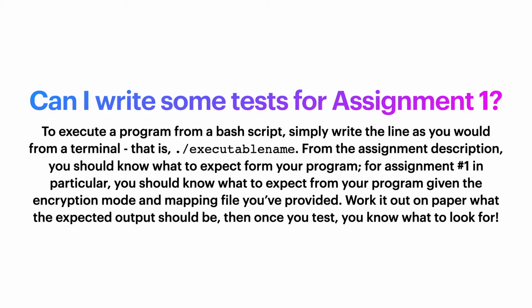To execute a program from a bash script, simply write the line as you would from a terminal, that is, ./executable name. From the assignment description, you should know what to expect from your program. For assignment number 1 in particular, you should know what to expect from your program given the encryption mode and the mapping file you provided. Work it out on paper for what the expected output should be, and then once you test, you know what to look for.